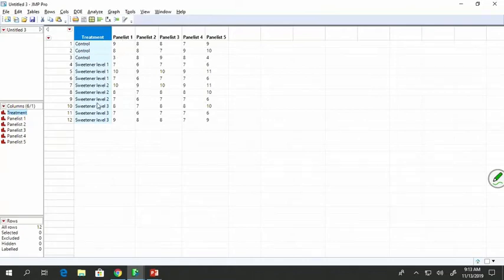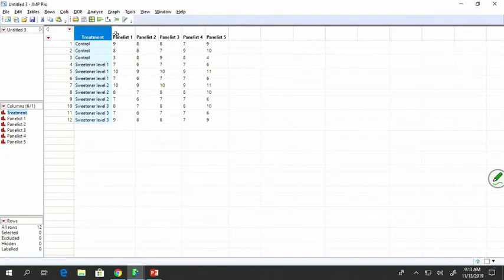Let's say you want to do an ANOVA because you have more than two things. You can't do a t-test. So we have 4 treatments here, a control with 3 different things. So you want to see what's going on there, if there's any significant differences.